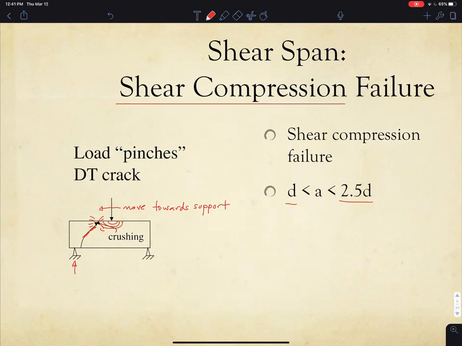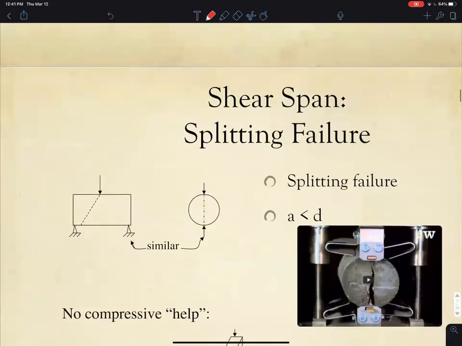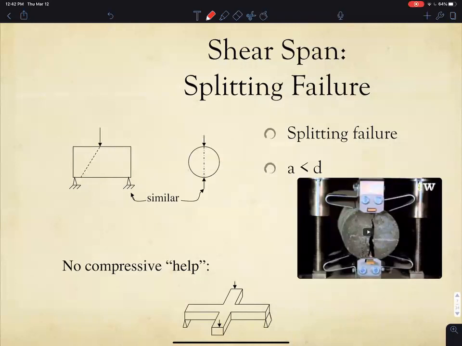As the load moves in closer, you switch from simple diagonal tension to shear compression. You get the shear crack, it stops, and you finish off the beam by a compression failure in a compression zone. Now, when you get very close to the support, so A is less than the depth, what happens is, I misdrew that. The load points down almost directly to the support, and it's like you have two compressive loads opposing each other, and you get a splitting tension failure.